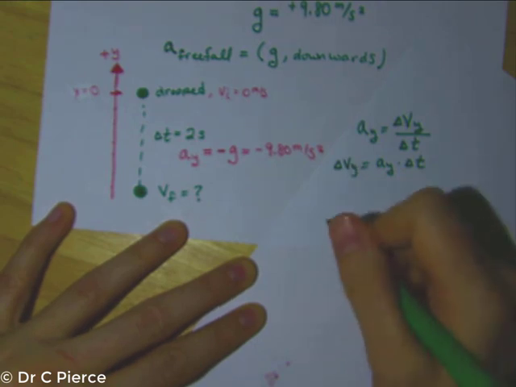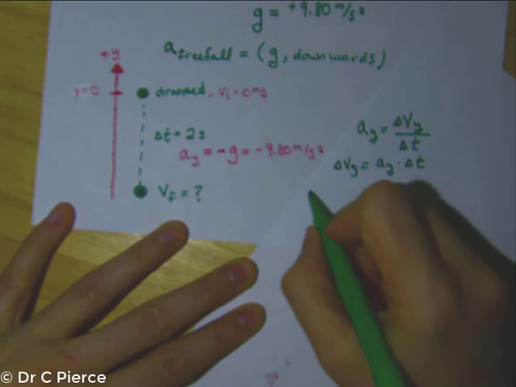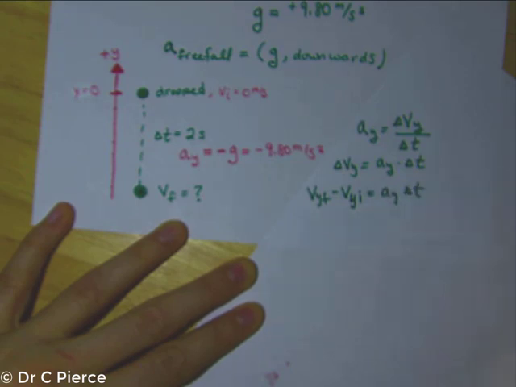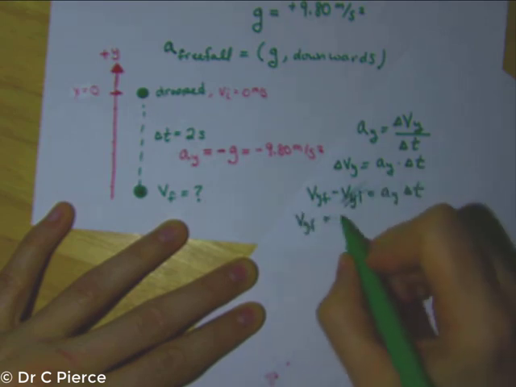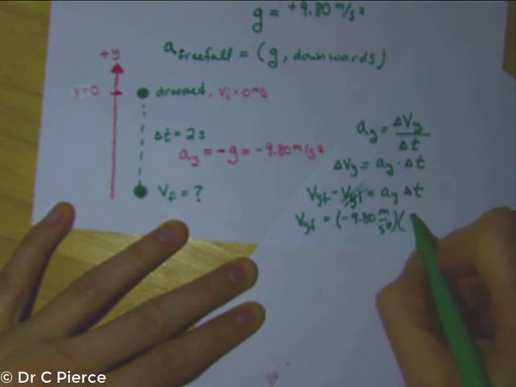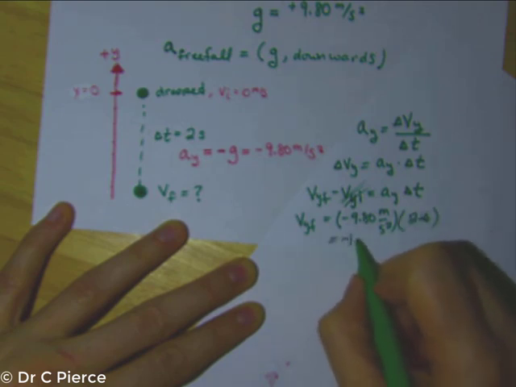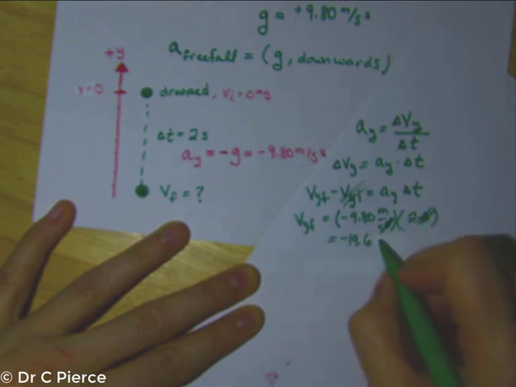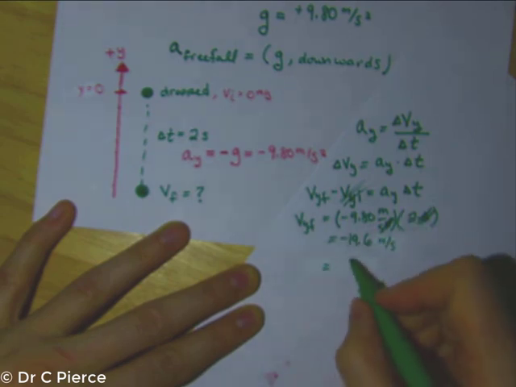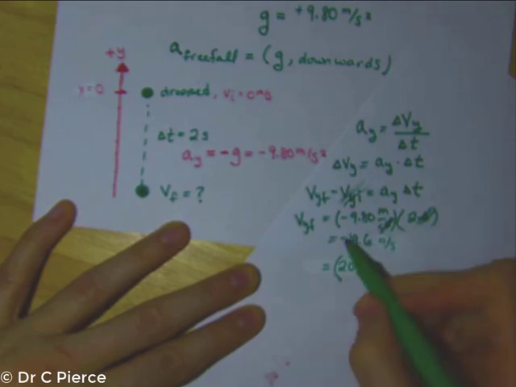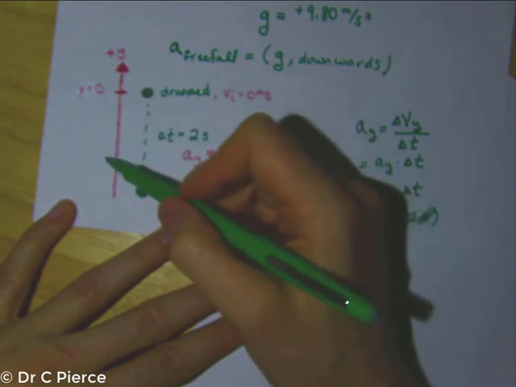Delta v_y is the final v minus the initial v, but the initial velocity was 0. So v_yf is going to be equal to a_y, negative 9.80 meters per second squared, times delta t, 2 seconds. So it'll be negative 19.6. And then one of these seconds in the denominator can cancel out with that one, so we get negative 19.6 meters per second. I'm going to round it to 1 sig fig because this 2 here was not very precise. So I'm going to say 20 meters per second, but the negative meant downwards, right? Because positive was up, so negative means downwards.